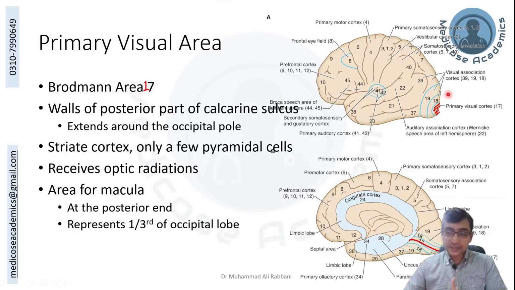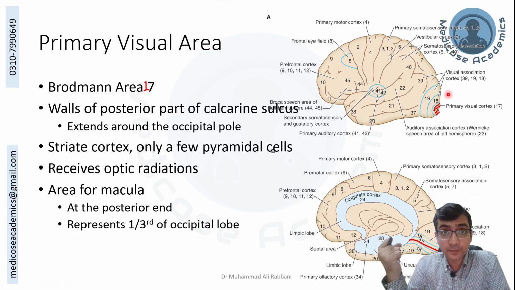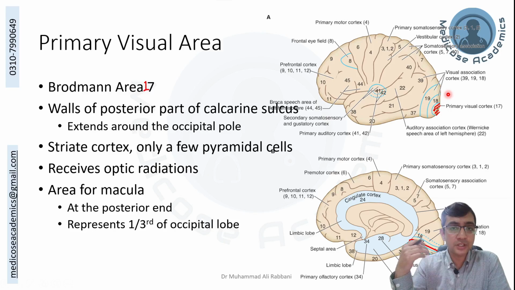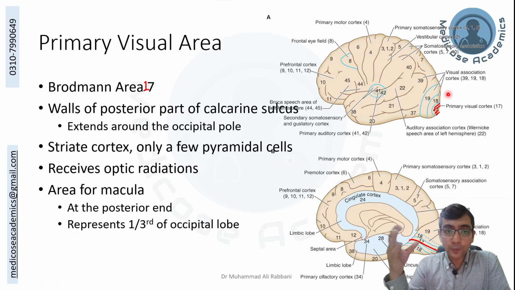So it is again a sensory area, so it will have layers 2 and 4, the granular layers, very well developed, and that is also called striate cortex because these layers of Baillarger are very prominent there, and these striations are seen in dissection. And it receives the optic radiation, which is the terminal point where the visual pathway ends.